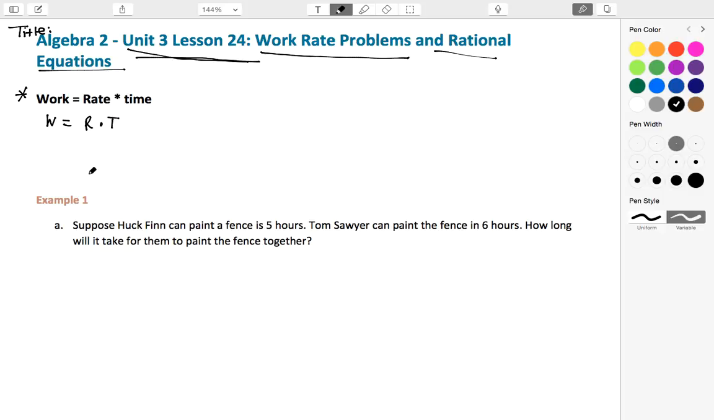But usually what we've been seeing in problems is that the work represents the one job, okay, it represents the one job, and the rate was usually represented as a fraction in terms of how many hours or minutes a person can complete that job, right? So this was more of a fraction for this one. And I'll explain where that fraction came about. And then we are comparing it with the time, right?